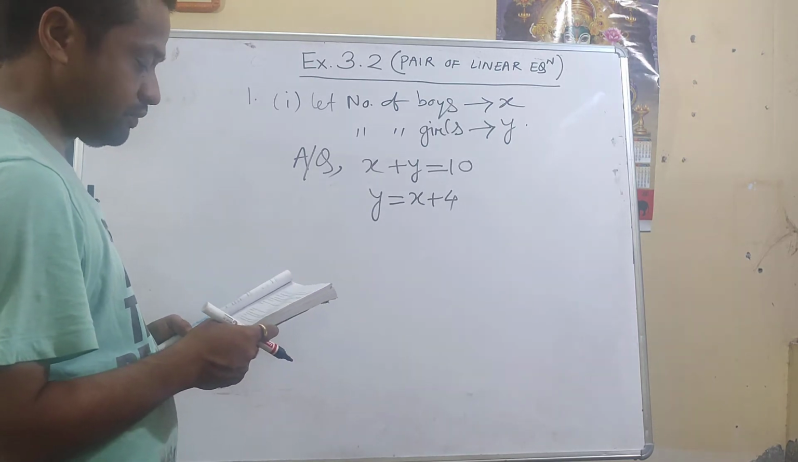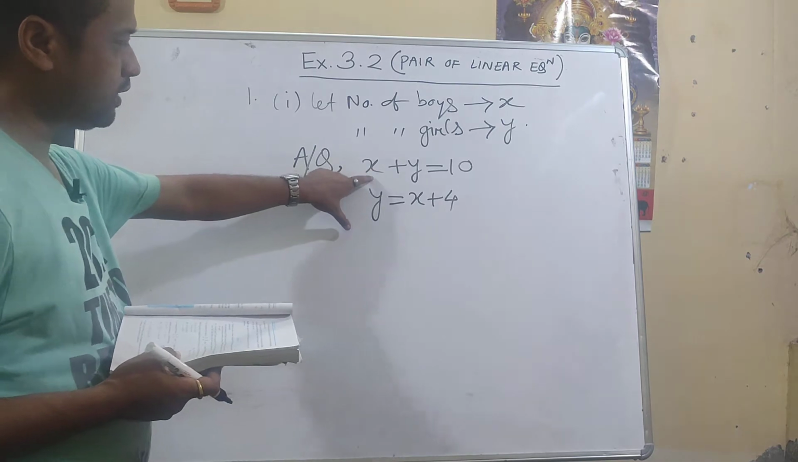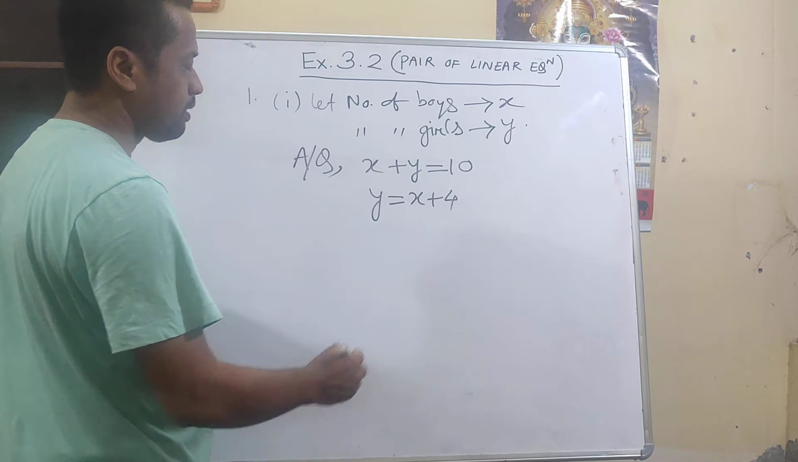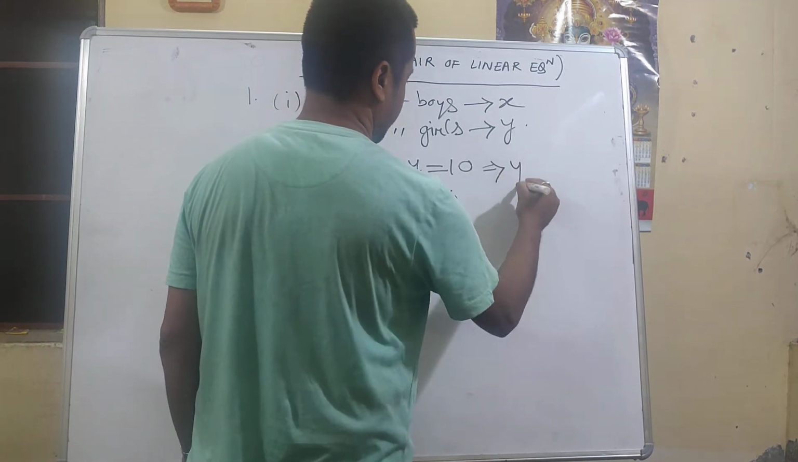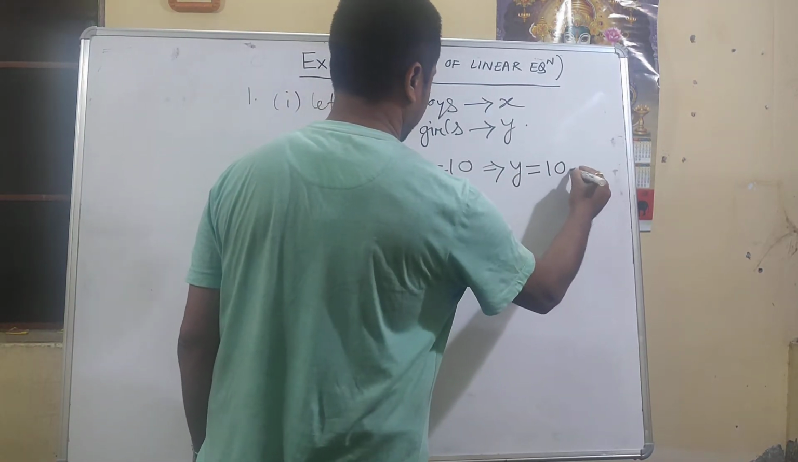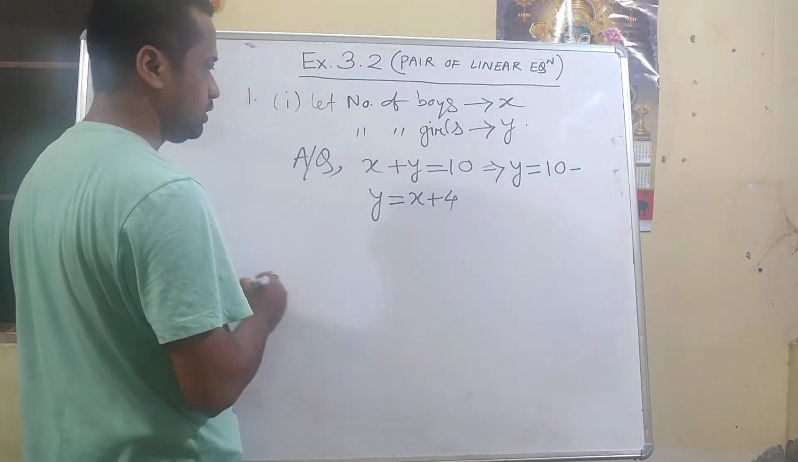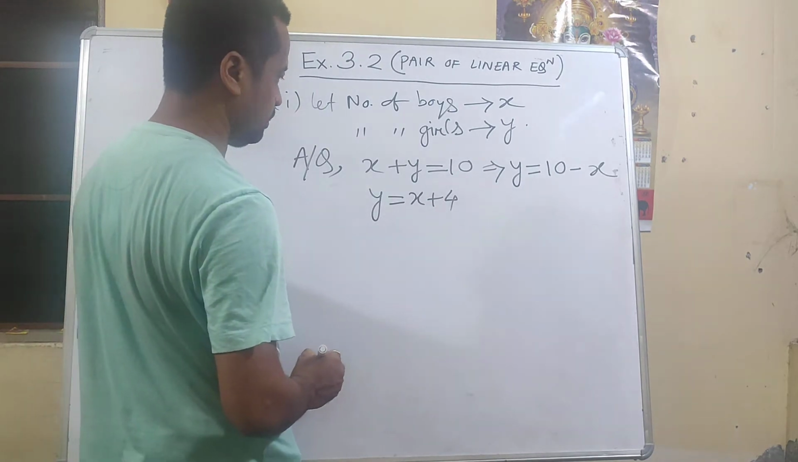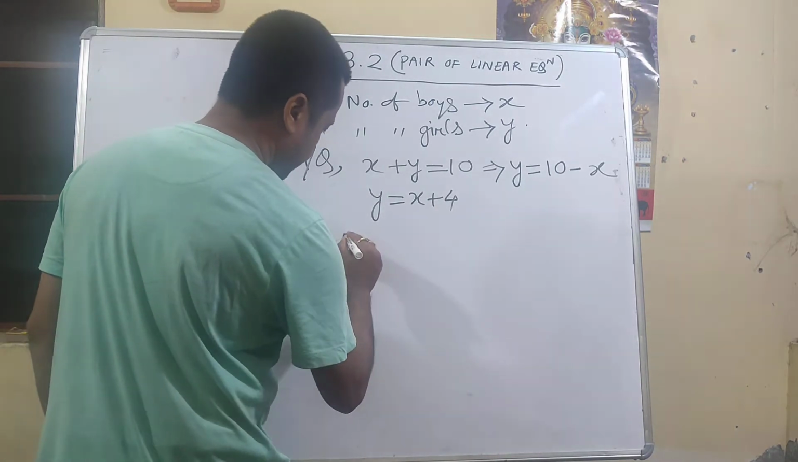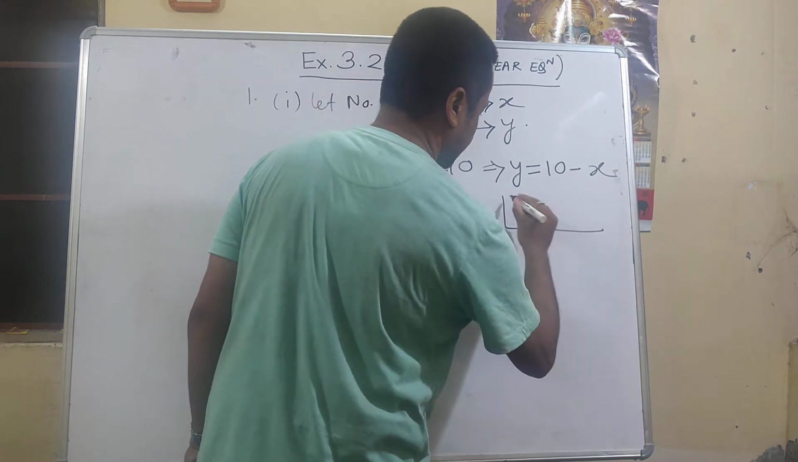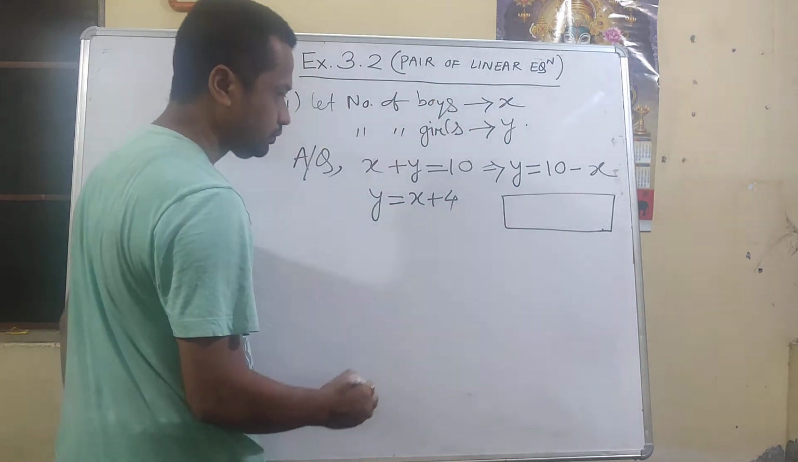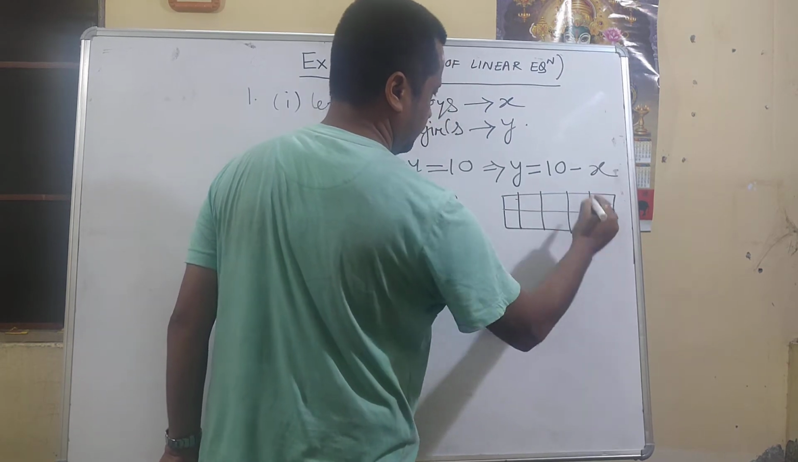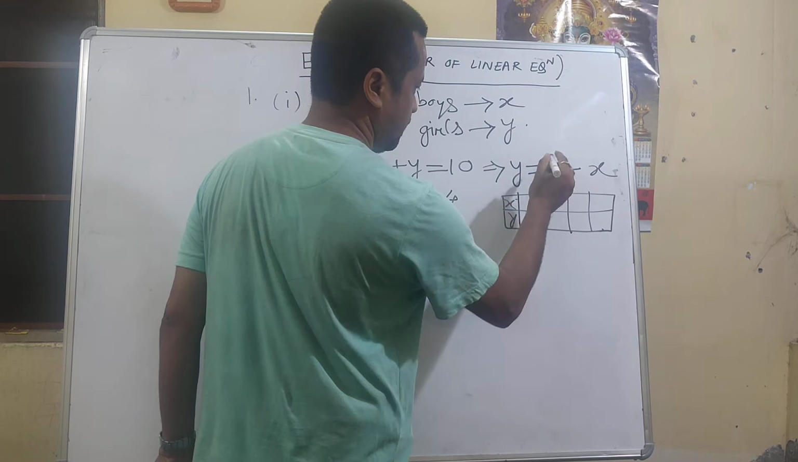But in the second part you have to solve these equations. That means you have to find their solutions, that means you have to find x and y graphically, that is from the graph. For the graph, you have to write the equation like this: y is equal to some function of x. So y is equal to 10 minus x, and y is equal to x plus 4. Now make a table for this graph. It is x, it is y for this equation.